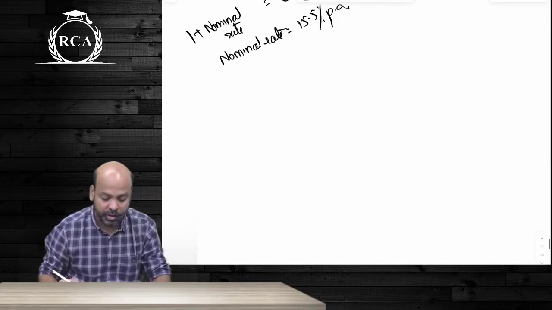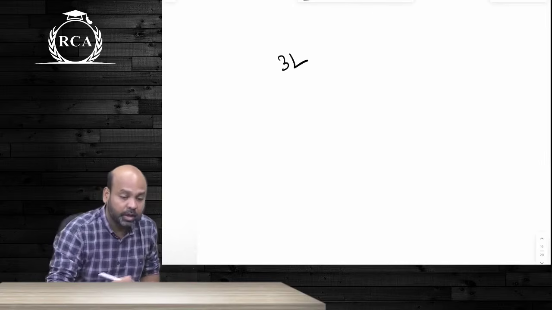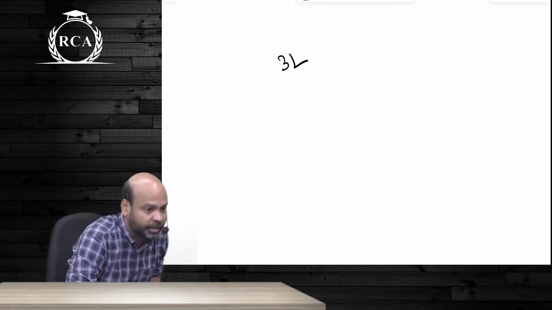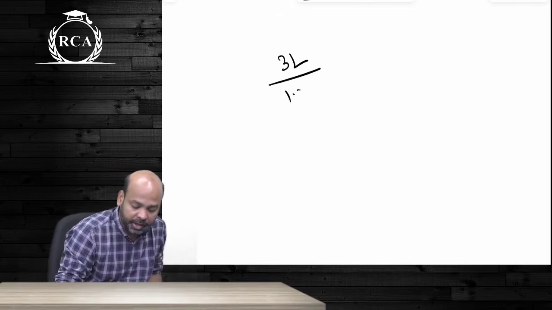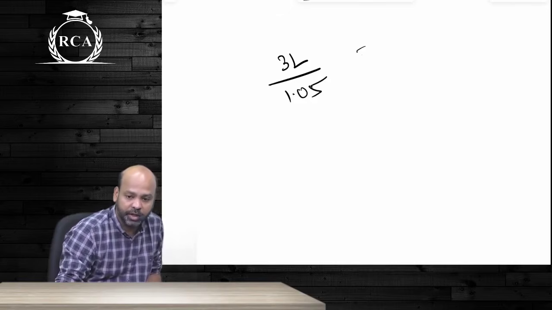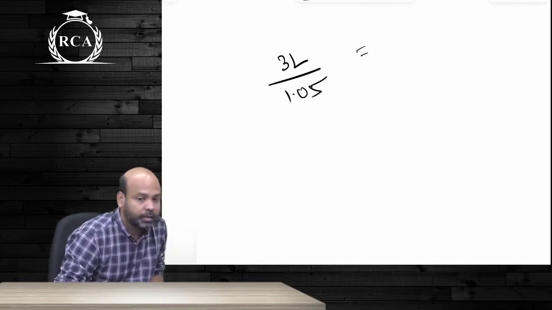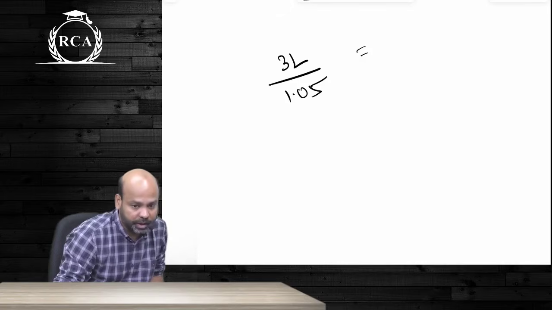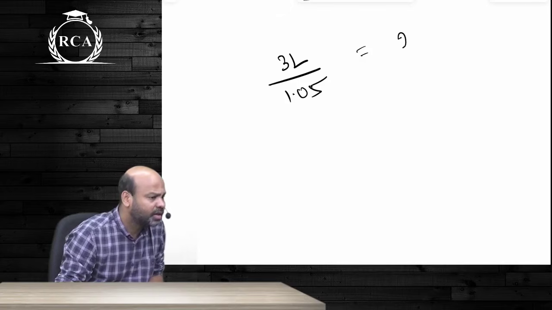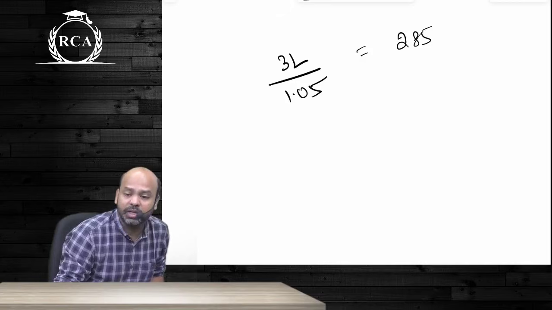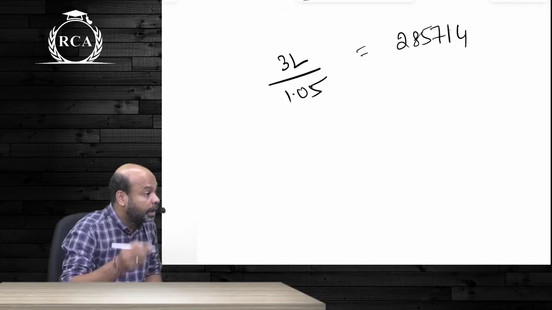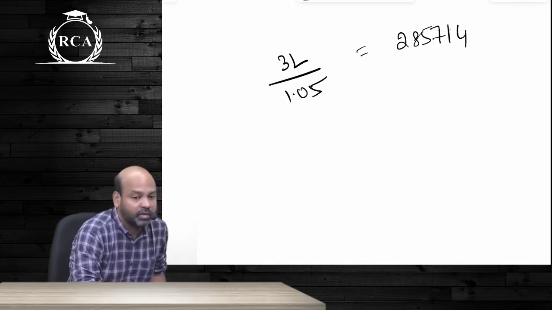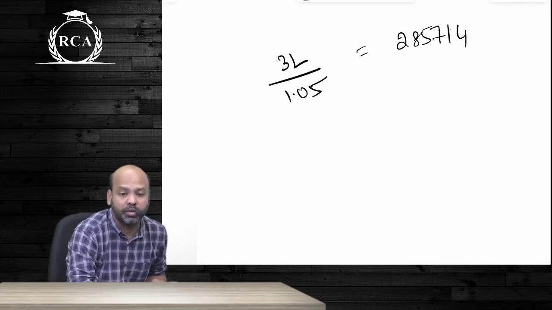How will you remove the impact of inflation? Let's say that 3 lakhs is the tax savings on depreciation. By default, this is a nominal cash flow. I will write it divided by 1.05. This will become my real tax savings on depreciation, 2,85,714. Now I am going to discount 2,85,714 for year 1 at the real discounting rate.